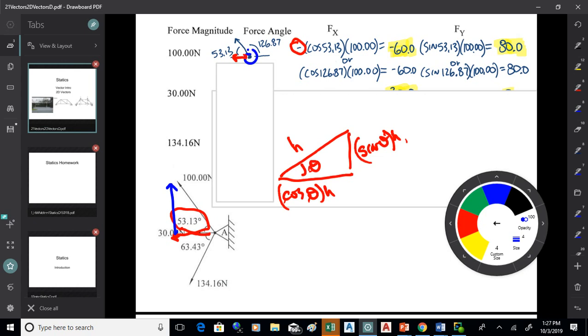Now, if I just use that angle from the positive x-axis and a positive angle, which means counterclockwise, I can just go cosine 126.87 times 100 and sine 126.87 times 100. I don't got to worry about the sign then. You can do it either way. Just be consistent in how you do it. So we okay with that? Negative 60 and 80 for the x and the y. We got any questions on that bit?